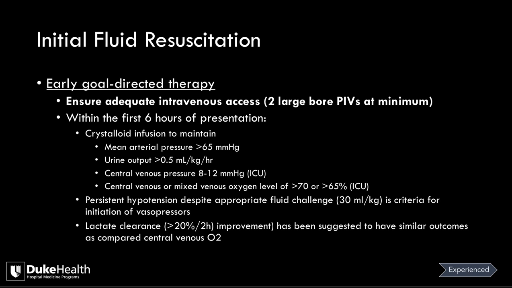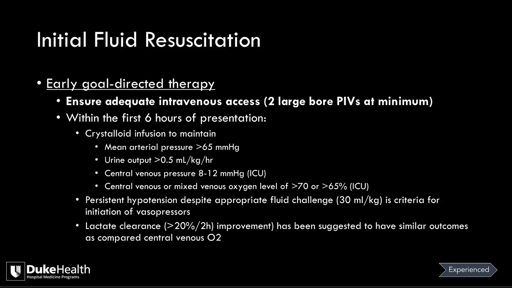In terms of initial fluid resuscitation, one of the buzzwords that we have been taught is what's called early goal-directed therapy. As part of the Surviving Sepsis campaign bundle, 6 hours is a number that you want to remember. At all times, whenever we have potentially hypotensive patients, it's important to ensure that we have adequate intravenous access. And so, 2 large bore PIVs at a minimum are what you would want to consider in a patient that has evolving or full-blown severe sepsis, septic shock.